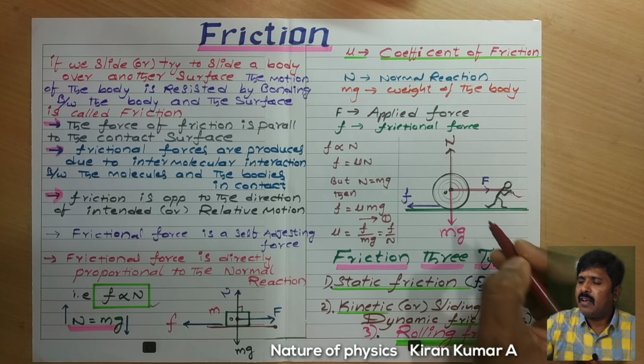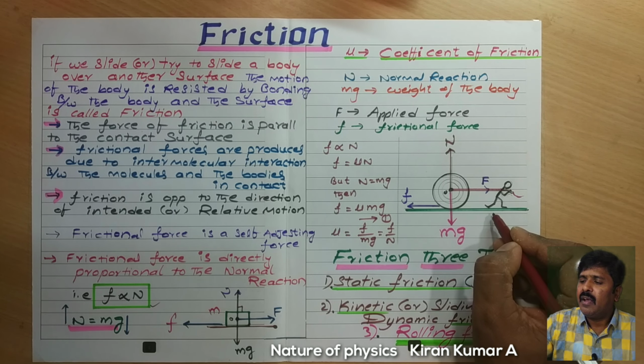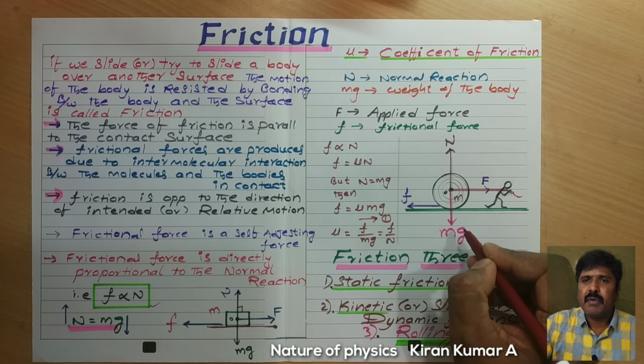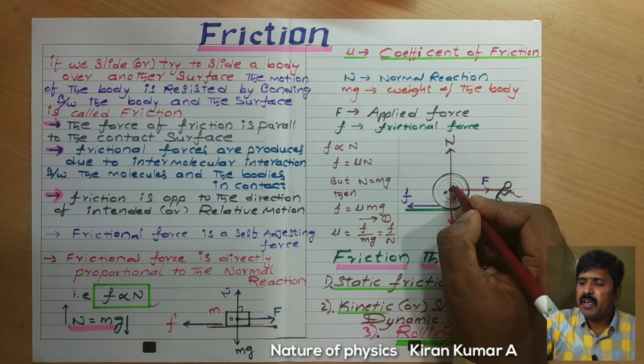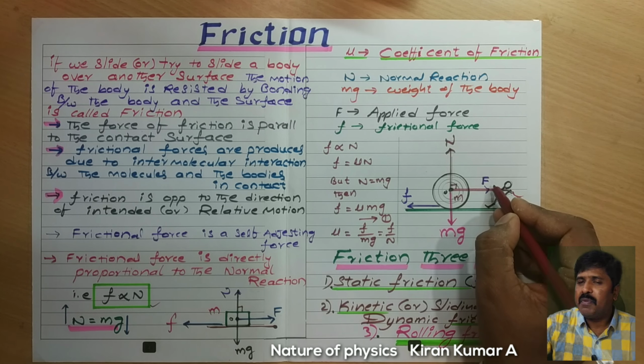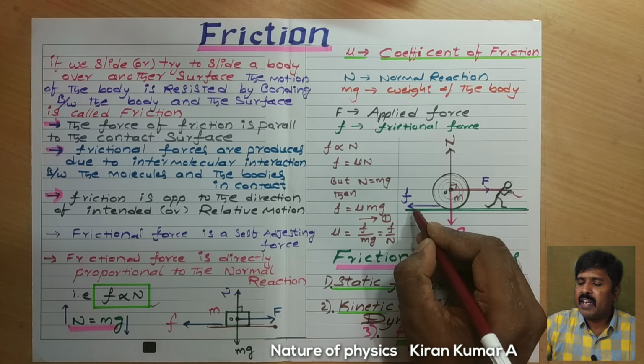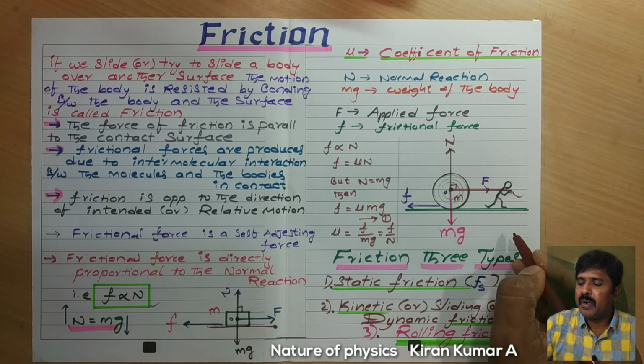Okay, and here we are also considering a rolling body. m is the mass of the body, weight acts in the downward direction, the normal reaction is perpendicular to the surface, and F is the applied force, with the frictional force acting in the opposite direction, student.